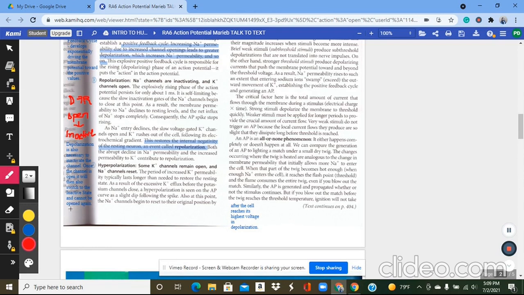So from phase 3 to 4, which is repolarization to hyperpolarization, it becomes inactive, to close.